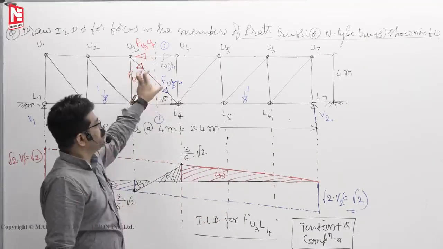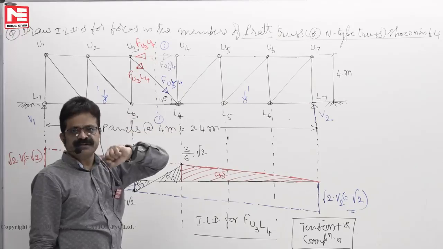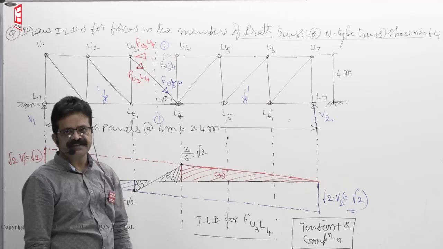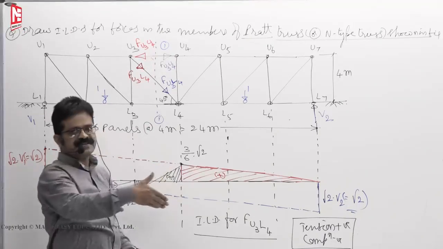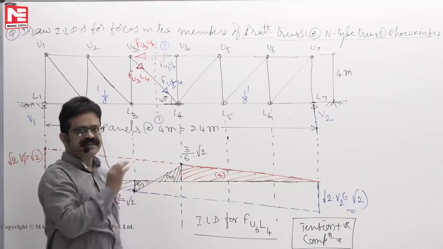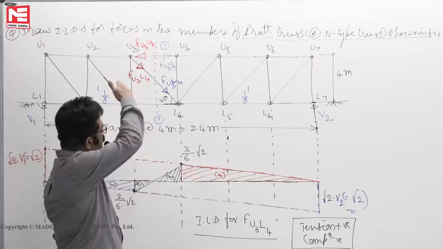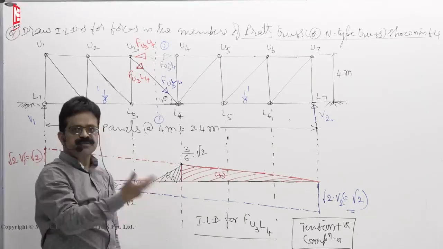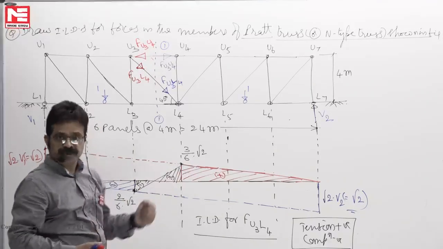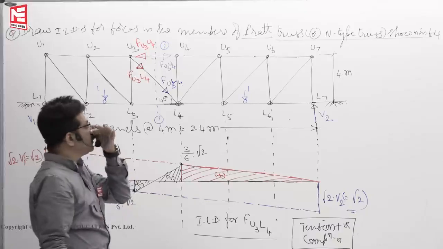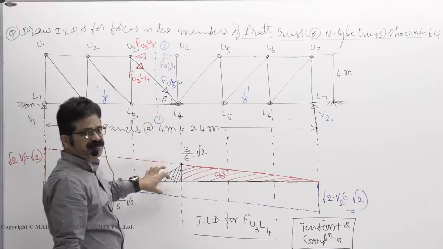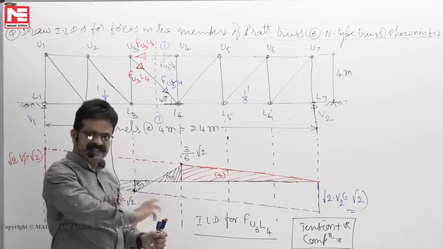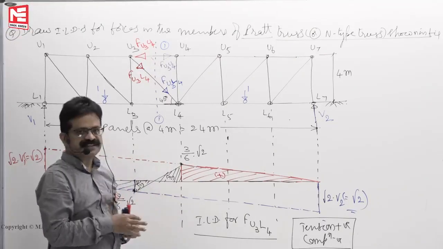If a member can take a compressive force of 100 kilonewtons, say, it can take a tensile force of at least 300, three times more. Because if permissible compressive stress is, say, 100 Newton per mm square, then in tension the permissible stress is 220, like that. That means at least 2.2 times more load it can take. So if it is safe in compression, generally it will be safe in tension also, if the force variation is not that much.